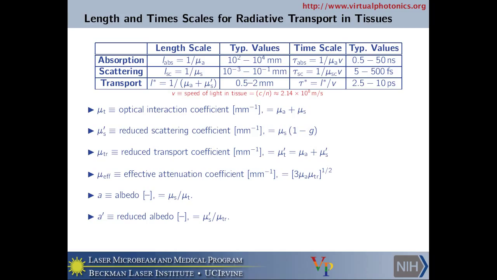We'll see later on the importance of mu effective, which governs the penetration depth of light in highly scattering tissue, and some normalized constructs for scattering relative to total interaction. So I'm going to stop there, open it up for questions, and then we'll have time for a break.